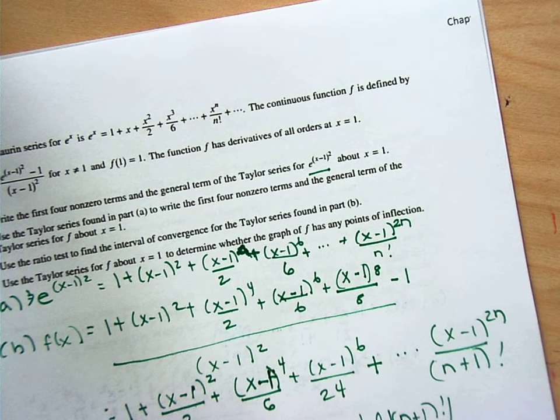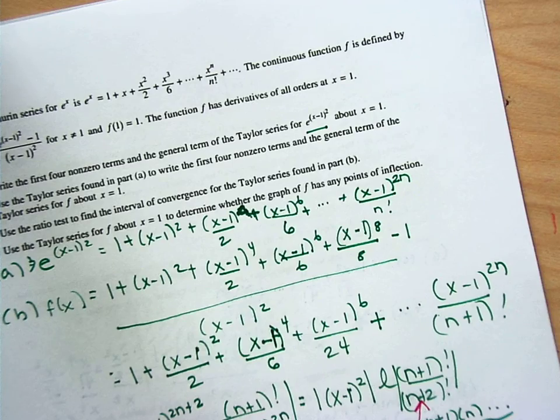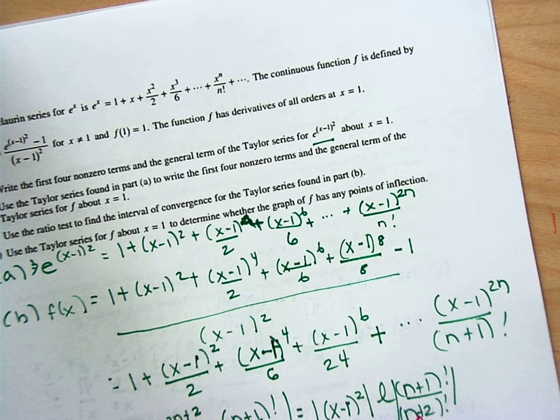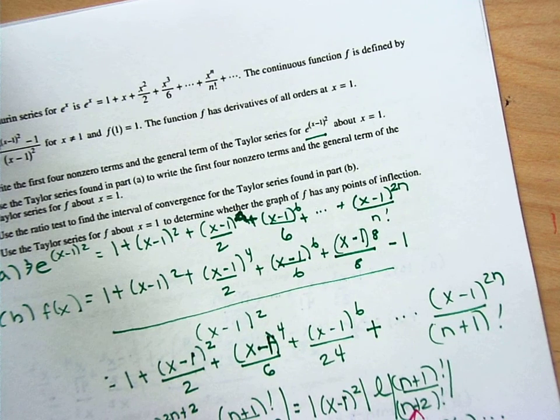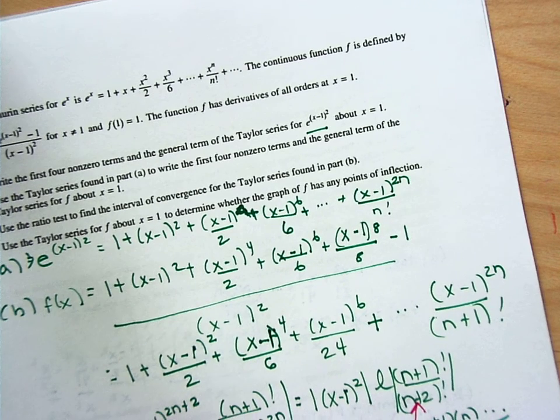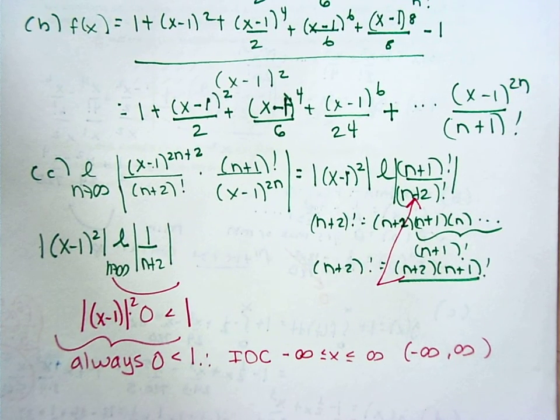So we're going to have the absolute value of (x minus 1) squared times 0 less than 1. As you can see, this is always 0 because we're multiplying by 0. Therefore, it doesn't matter what x value I put in there. Since I'm multiplying by 0, this is always going to be 0, which is less than 1. Therefore, our interval of convergence is going to be from minus infinity to infinity. And this time we don't have to check our endpoints.